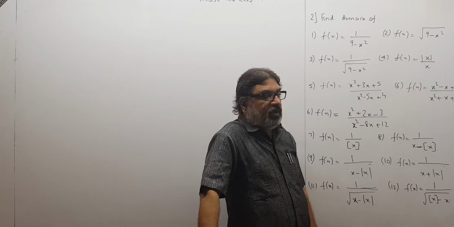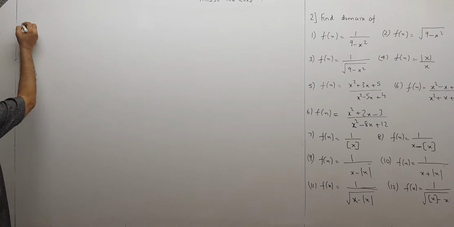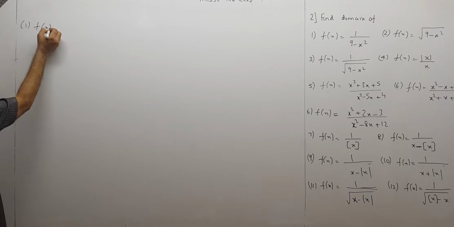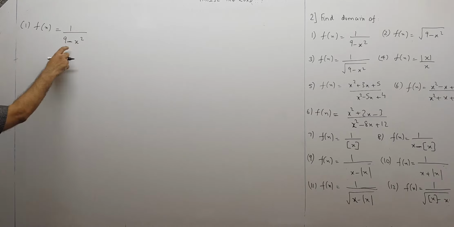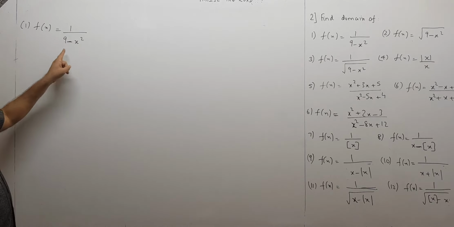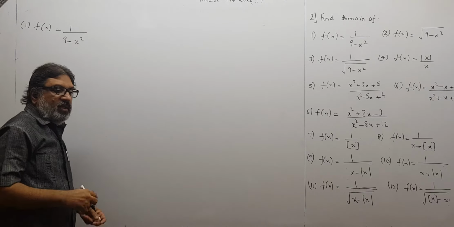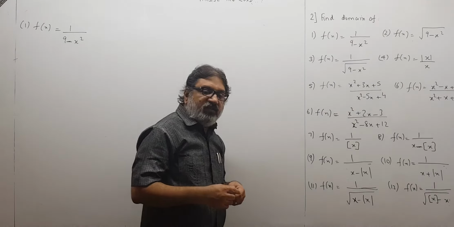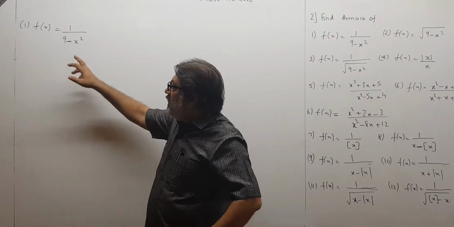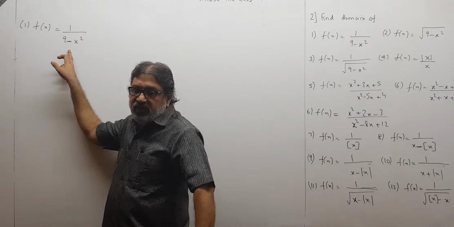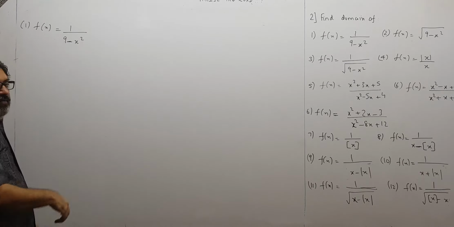domain. Like if you see this function, first one, f(x) equal to 1 upon 9 minus x square. Now children, I know that if this is 0, the value won't be defined, and I know that 9 minus x square will be 0 for x equal to plus minus 3, that I can make out. So I start thinking, when will this number be 0? Because when this number will be 0, 1 upon 0 will be undefined.